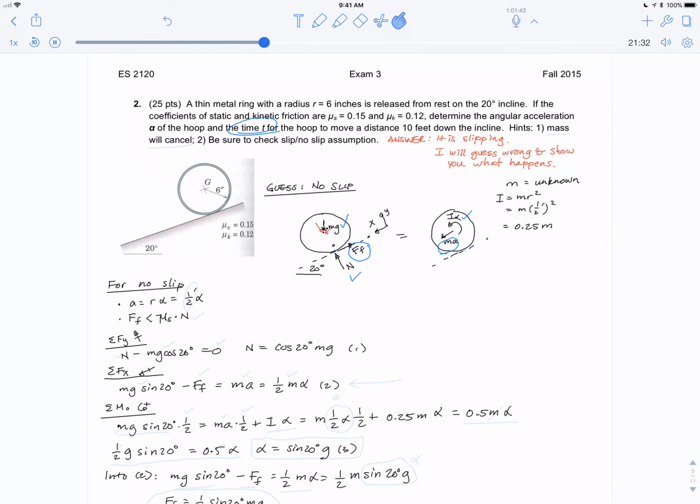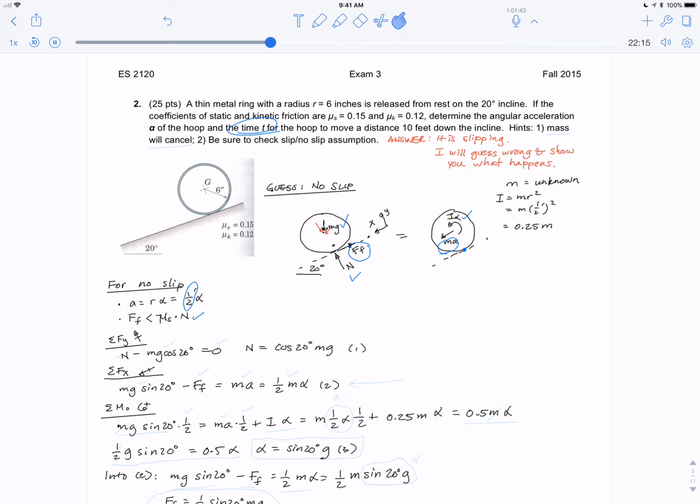Okay, so for no slip, you don't get to know what the friction force is, but you do know, we've talked about this in the previous problem, if it's not slipping, the bottom of the ring has zero acceleration because it's touching the ground, and the ground has no acceleration. That means that the acceleration is alpha times r, literally r, which is the radius of the ring. That's the distance from the bottom to the center. And the radius is 6 inches, or I'm doing everything in feet, so 1/2 foot times alpha. The friction force needs to be less than mu times N. We'll check it. I can see the future because I already solved it. That is not going to be true.